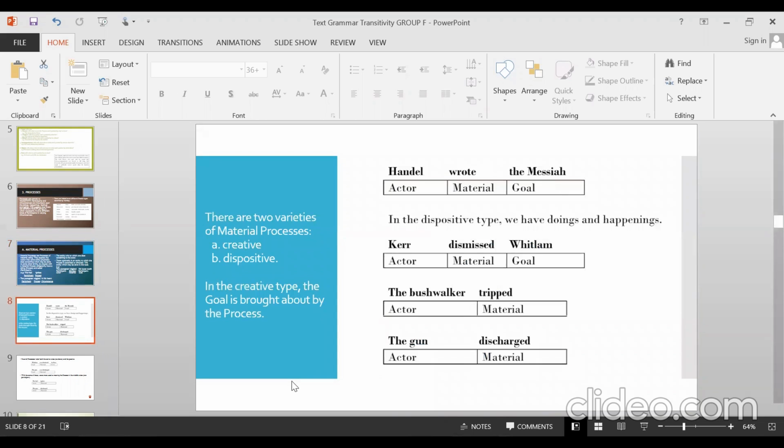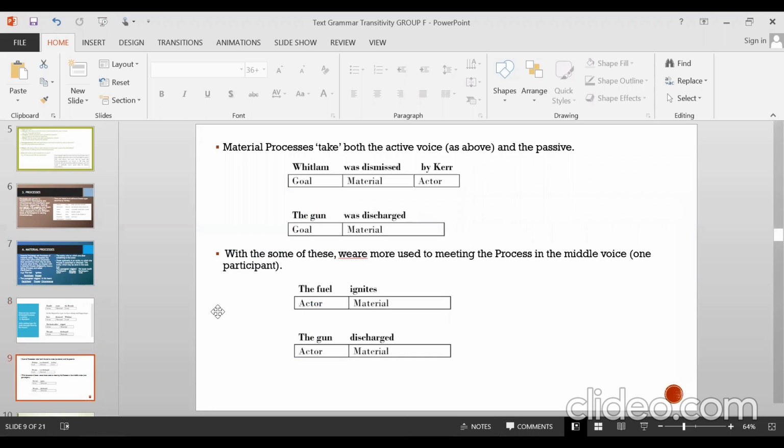There are 2 varieties of material processes. A is creative and dispositive. In the creative type, the goal is brought about by the process. You can see this picture on the right side. And then material processes take both the active voice as above and the passive voice. Here in the example, you can see this.